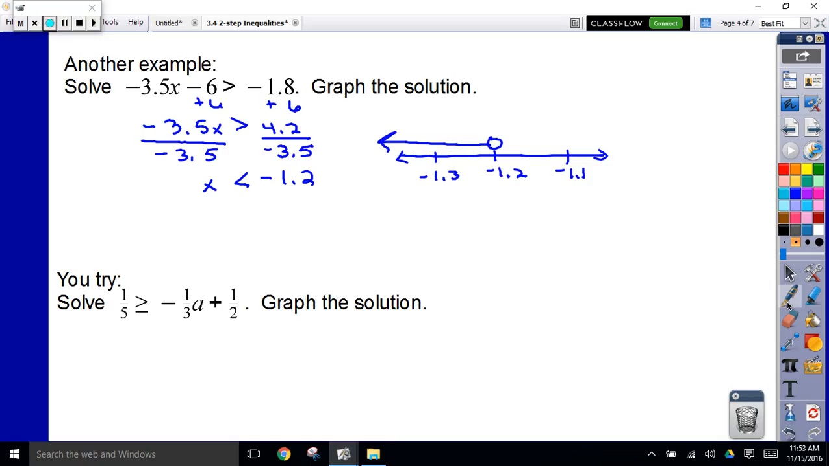Let's see. Taylor, can you tell me what I would do first? Subtract the half. Good. So I'm going to subtract half. Okay, 1/5 minus a half. I would find a common denominator, so this would be 2/10 minus 5/10, which is negative 3/10, is greater than or equal to negative 1/3 A.